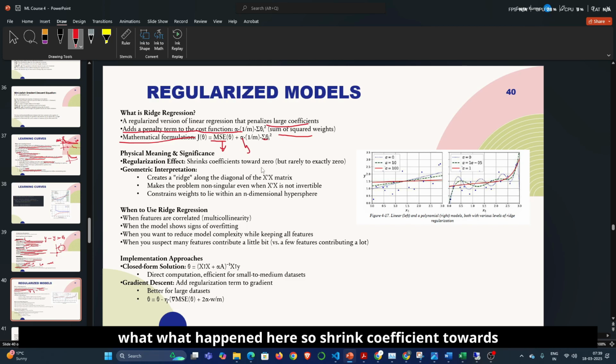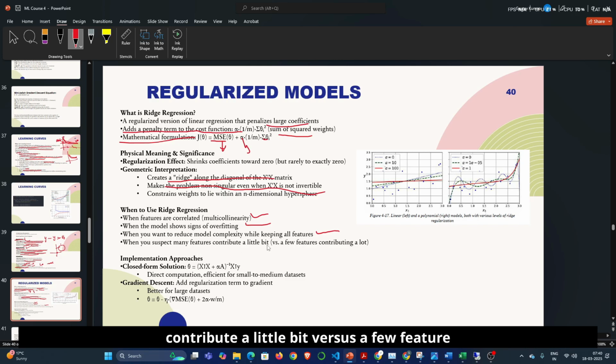It shrinks coefficients towards zero, but rarely to exactly zero. It makes the problem non-singular even when X is not invertible. It constrains weights to lie within an n-dimensional hypersphere when features are correlated. Use it when the model shows signs of overfitting, when you want to reduce model complexity while keeping all features, and when you suspect many features contribute a little bit versus a few features contributing a lot. Then we can use it.